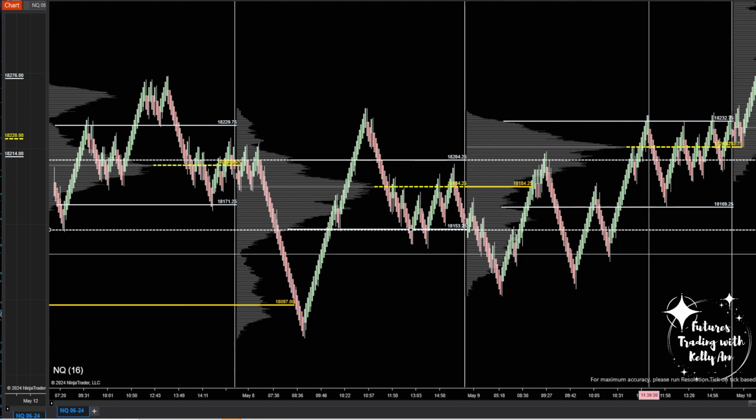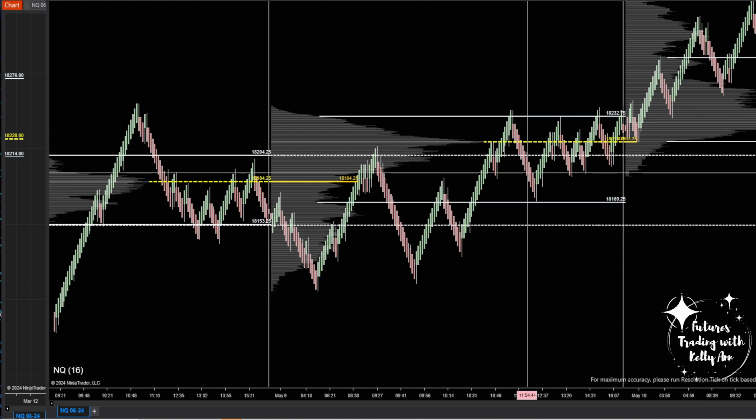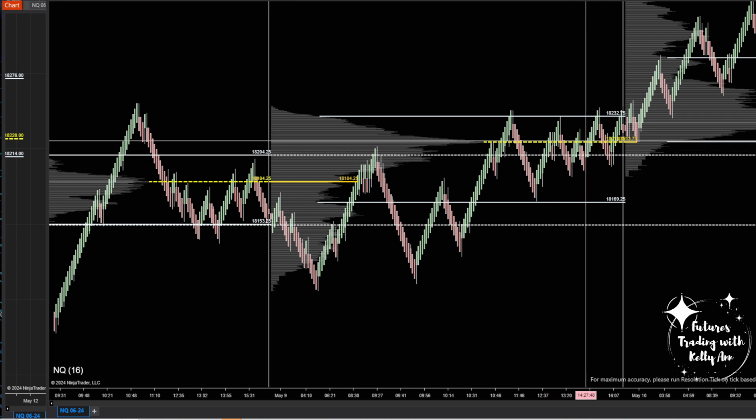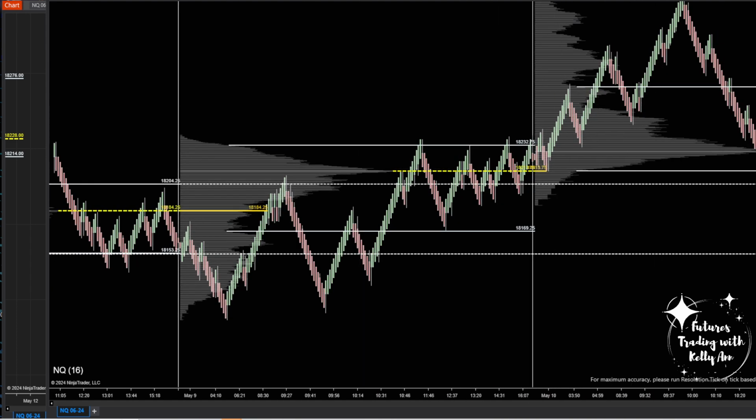And I will say, I don't always take these trades because you see here we entered value, we got stopped out. We entered value, we got stopped out. We entered value, we got stopped out. You need a wide stop, and eventually it is going to break out and not go your way.